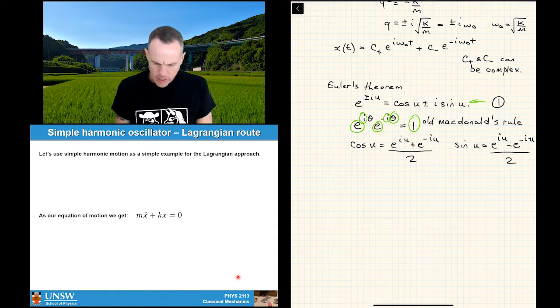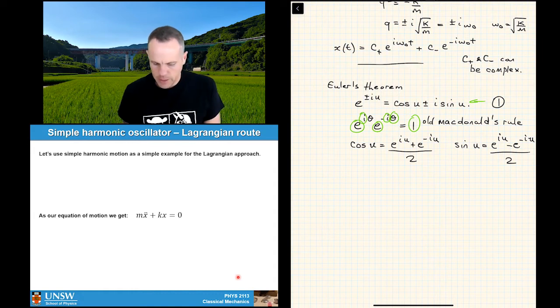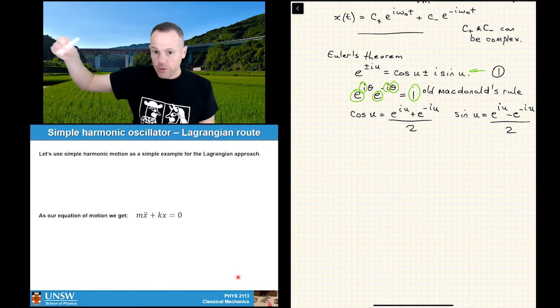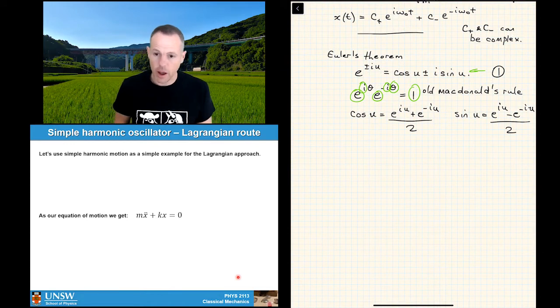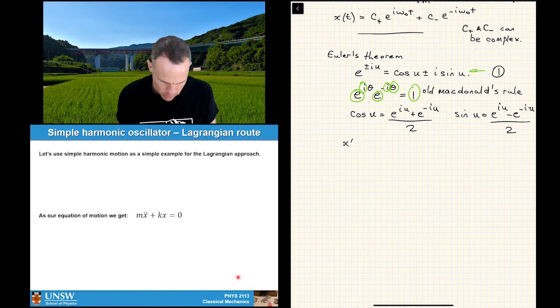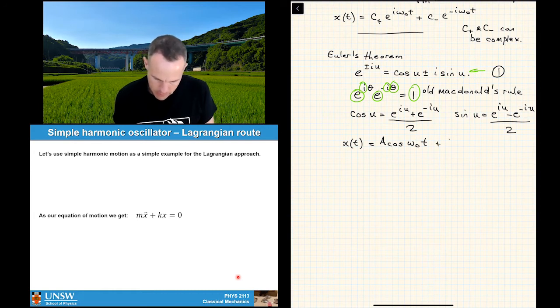And so what this enables us to do is to take our expression up here for x in terms of e's, which you can see is obviously going to be an oscillatory solution because it's e to the i omega t, and write it in terms of cosines. So what we would have here is x of t is a cos omega naught t plus b sine omega naught t.